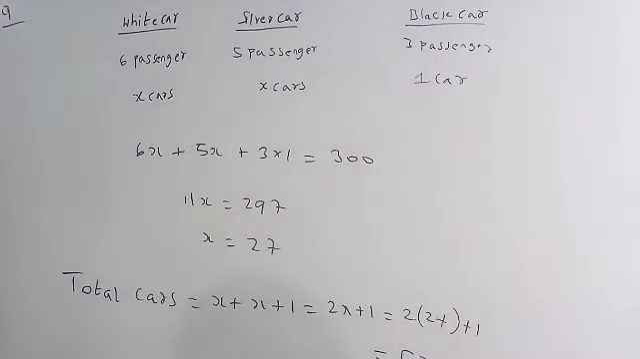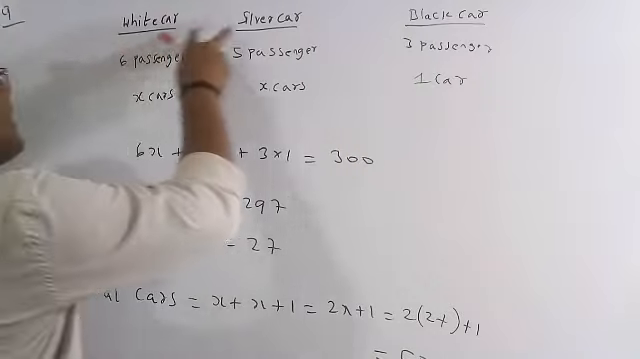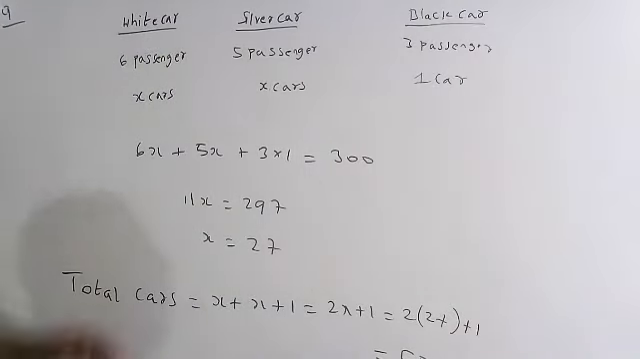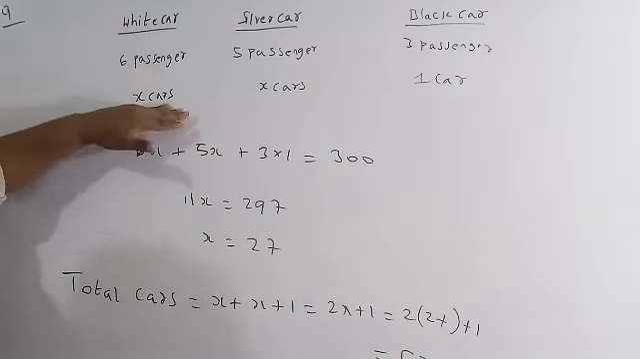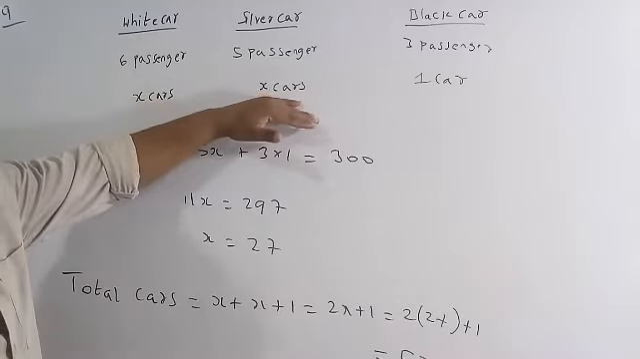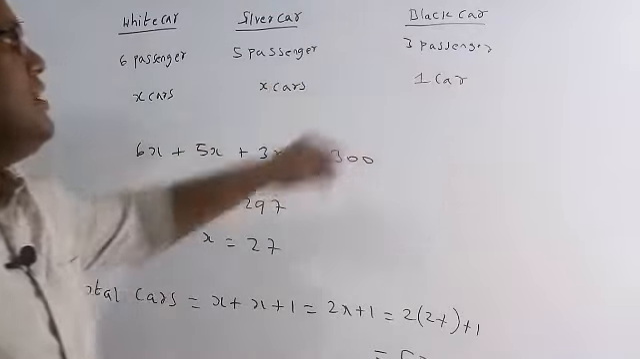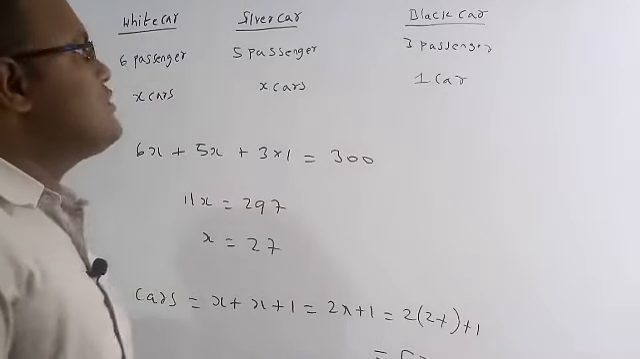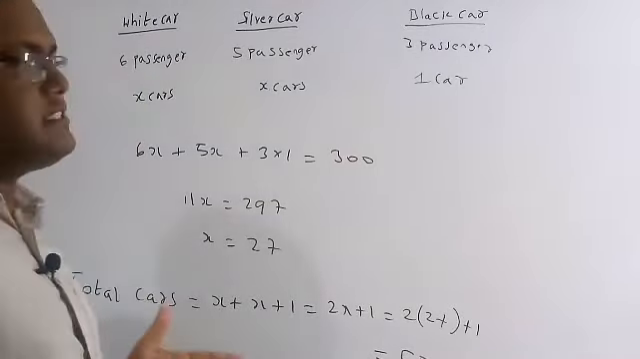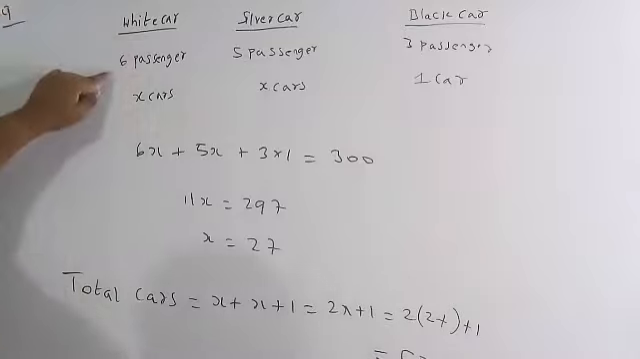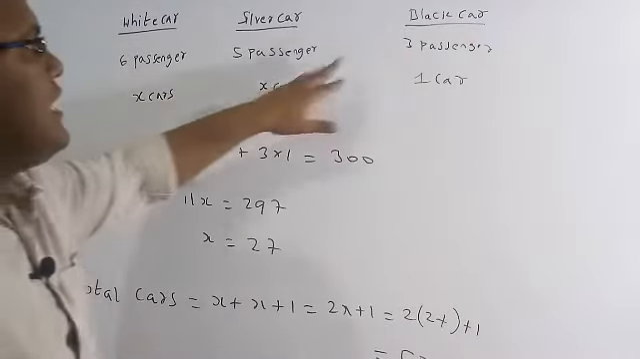Also in the question, they are given that the number of white cars and silver cars are equal. So let me assume there are X white cars and similarly X silver cars. They also give that there is only one black car. They also give that the total passengers is 300. Therefore, 6 into X, 5 into X and 3 into 1.